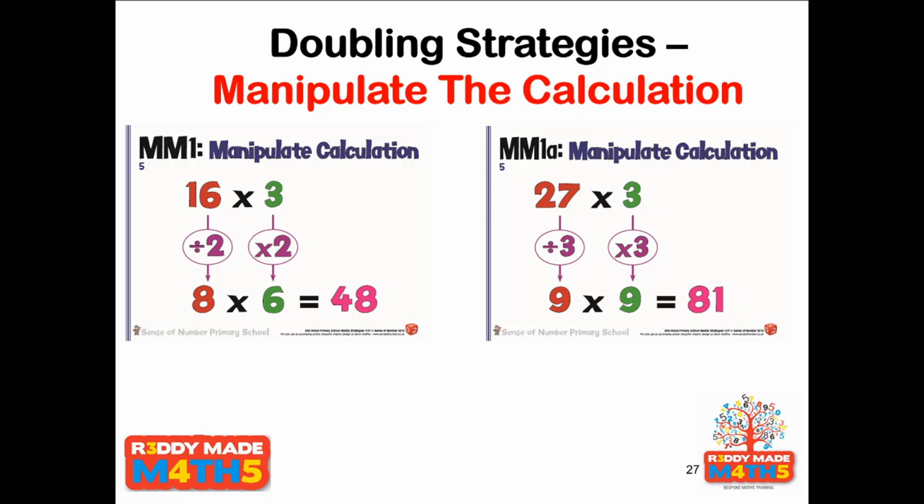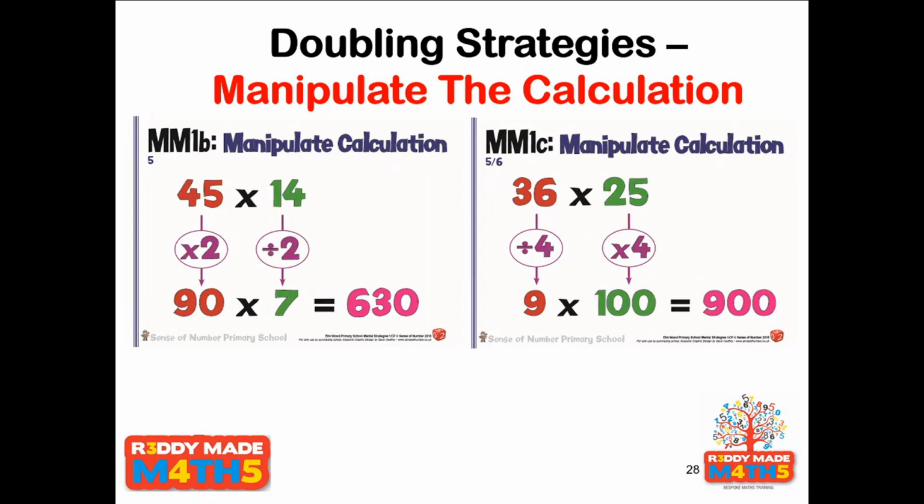Let's look at a couple more examples. So we've seen 45 times 14 already, but what about that one? 36 multiplied by 25. Again, we can double and half twice. We can half 36 to get 18 and half again to get 9, but why not just divide by 4? 36 divided by 4 is 9. 25 multiplied by 4 is 100. Straightforward. 9 times 100 is 900.